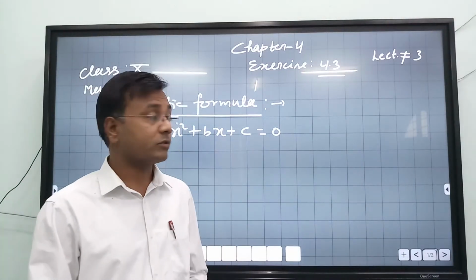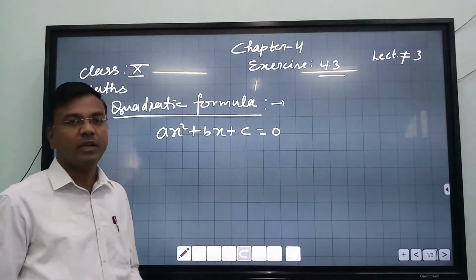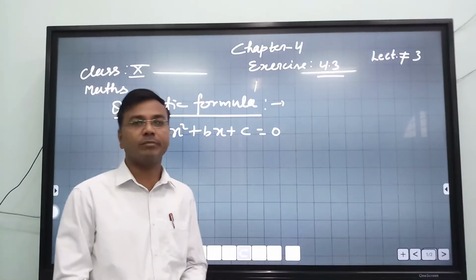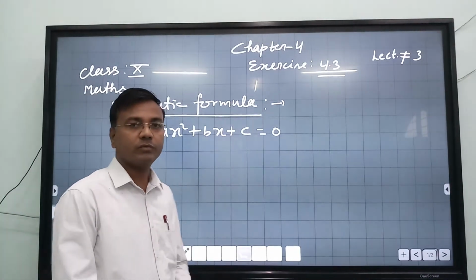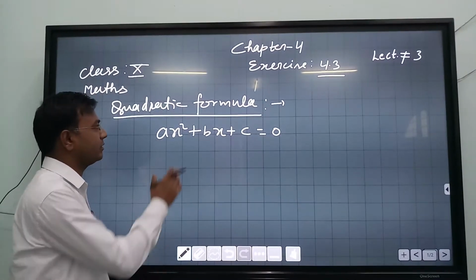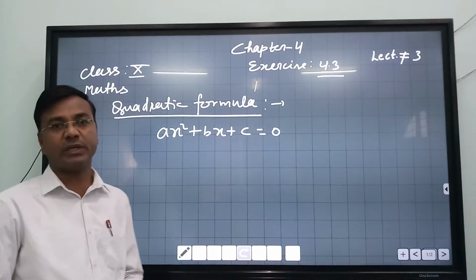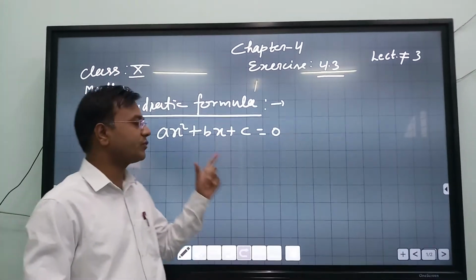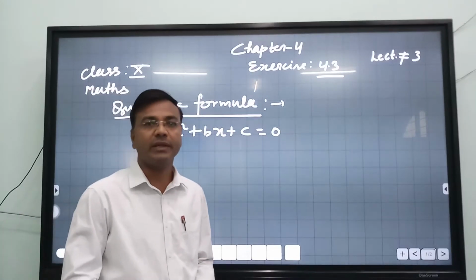Good morning students. So today we are going to learn the quadratic formula method, and in the previous topic we have learned the completing the square method. Okay, so let's see how we can find the roots by using the quadratic formula, and basically this formula is very important because by using this formula we are able to get the direct roots of the equation.